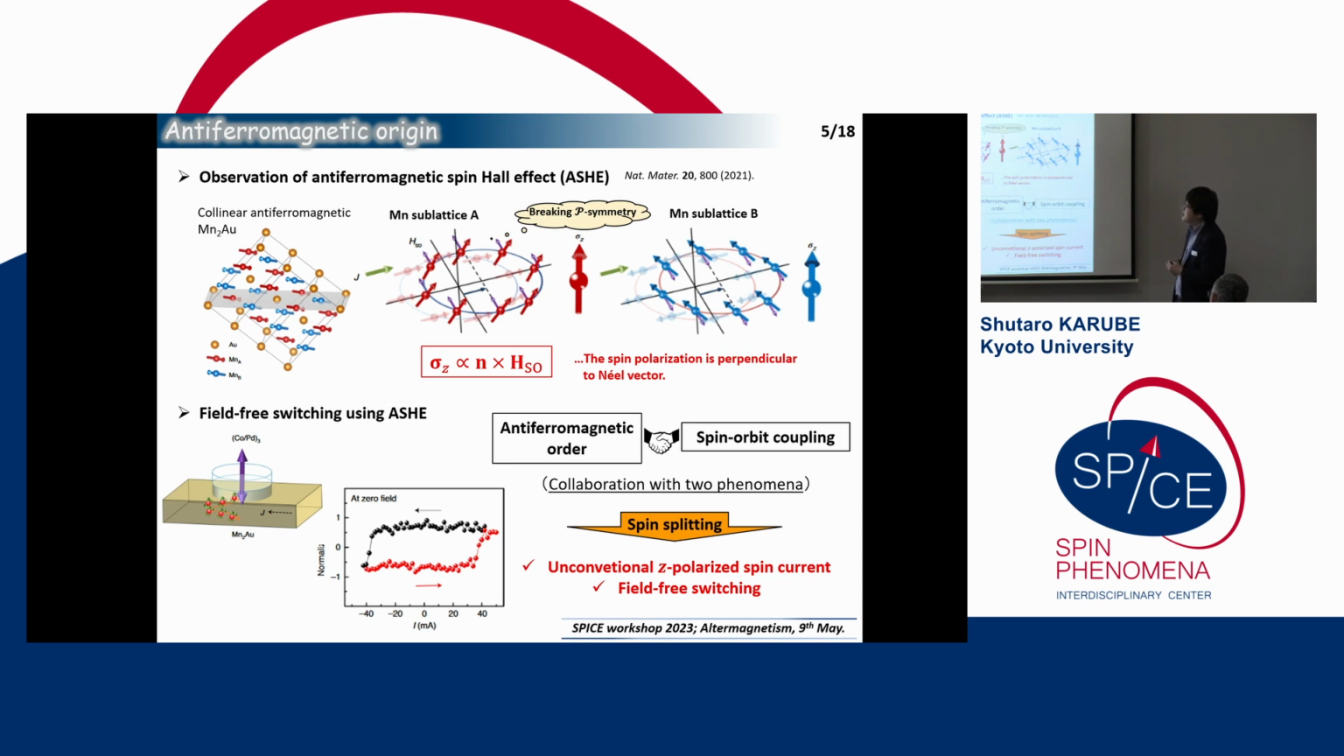Up to this slide, we employ the spin-orbit coupling to generate unconventional spin current. So here the question arises naturally. Is it possible to generate the spin current without the spin-orbit coupling from only magnetic order?